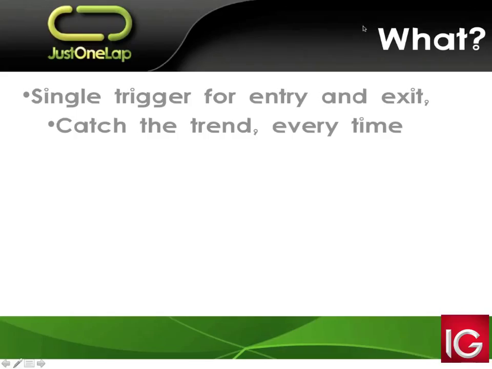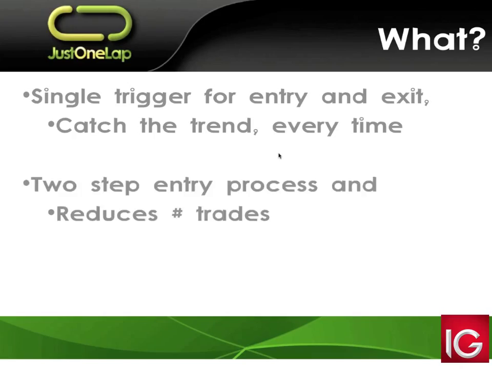So here are the three components. First part, simply enough: a single trigger for entry and exit. In other words, you get in and out on the same trigger. What that means, and I'll show you some visuals in a moment, is that you're either in the trend or you're waiting for the trend. You're not in a situation where the trend is happening but you're not in it. When the trend is there and happening, you're going to be in it.